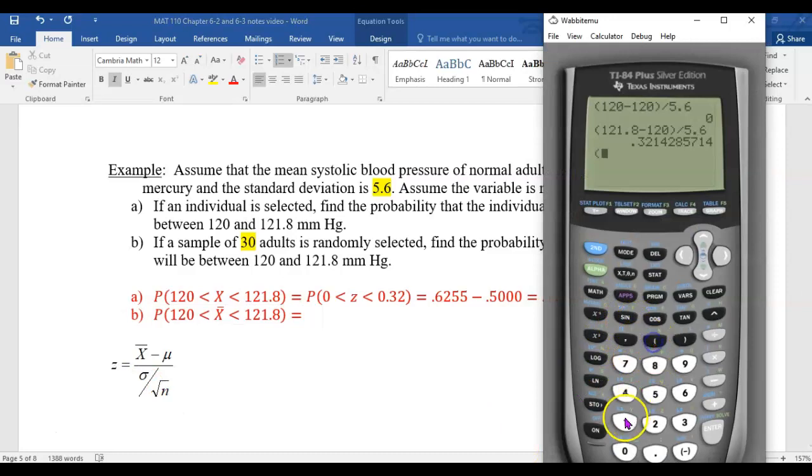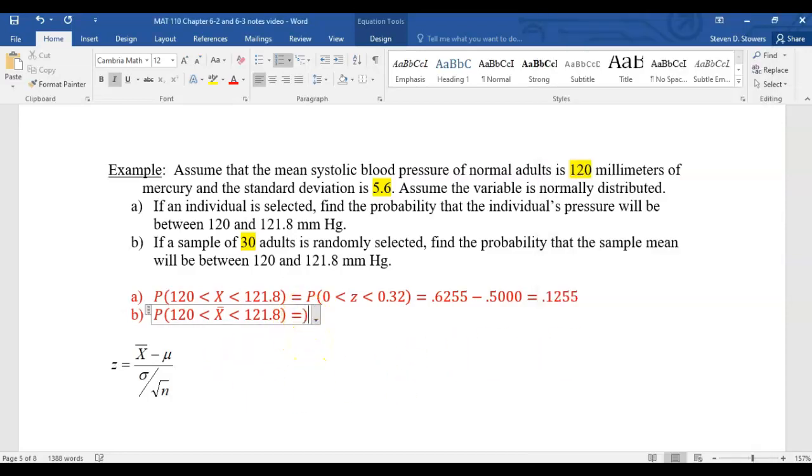So for the 120, we take 120 minus 120 divided by 5.6 divided by the square root of 30. And that comes out to just be 0. Now we've got to convert 121.8.